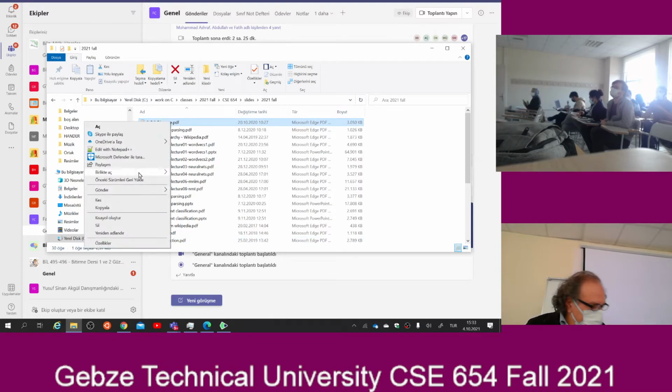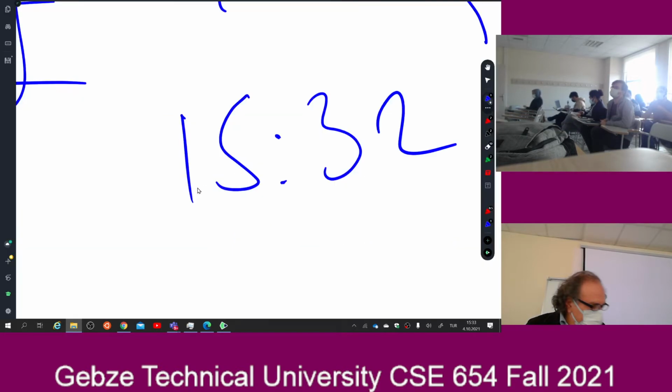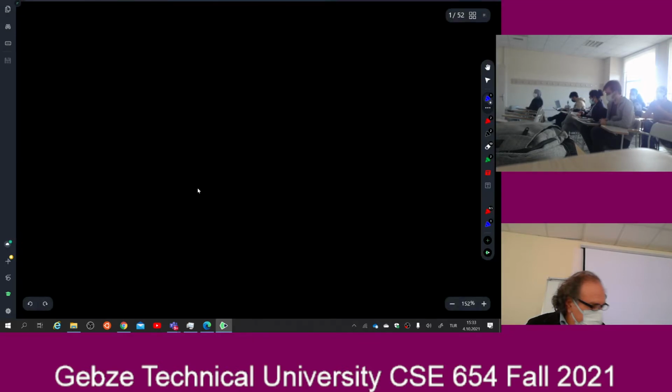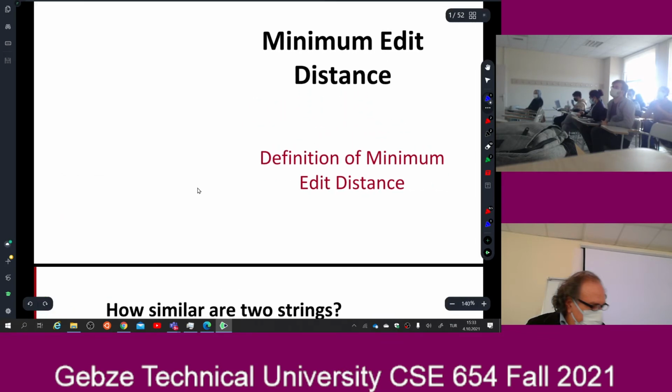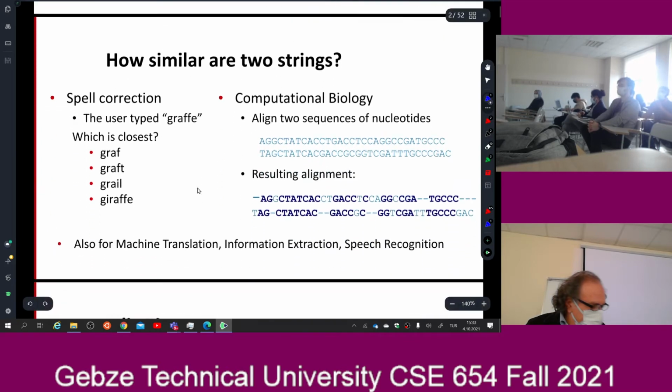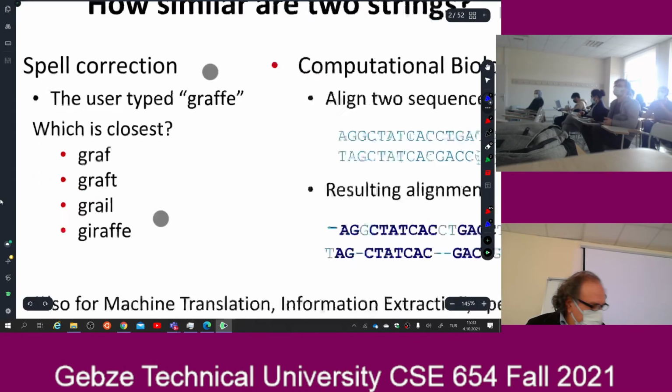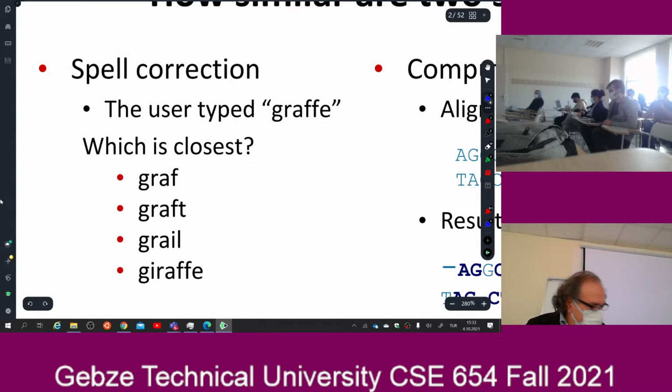One of the lowest levels of classical natural language processing applications: edit distance, minimum edit distance. This technique is applicable to many one-dimensional problems such as this. Okay, the idea is this. If somebody types these letters GRAFFE, what do they mean? Do they mean giraffe? Do they mean grail? Do they mean graft?